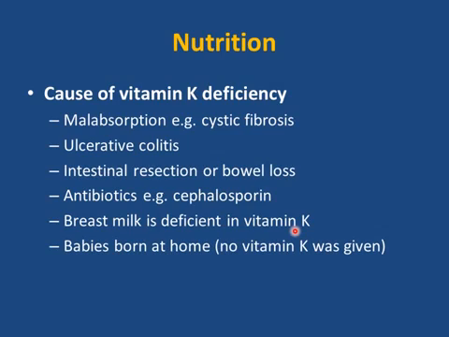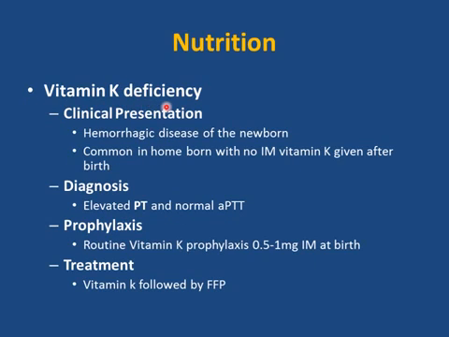All vitamin K dependent factors are low in the first 2 to 3 days after birth. That's why it is routine to give vitamin K after birth, 1 milligram intramuscular. Babies born at home are at risk because they do not receive vitamin K. Vitamin K deficiency classically presents as hemorrhagic disease of the newborn, common in home births where no IM vitamin K was given after birth.